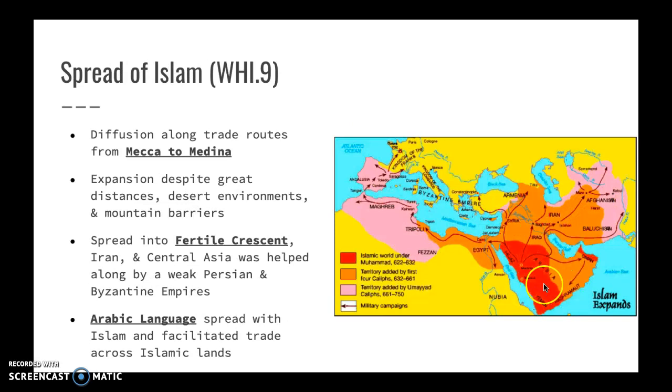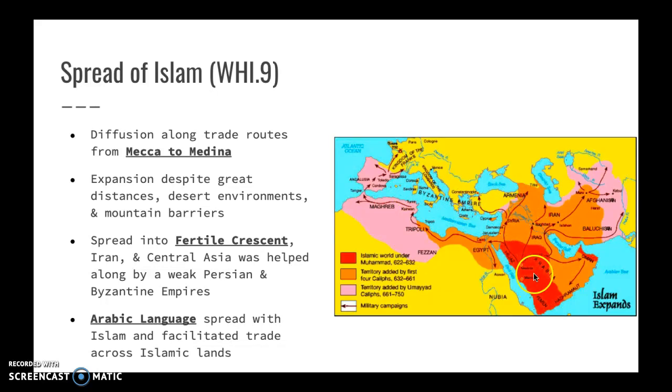Islam starts in the Arabian Peninsula and spreads along trade routes such as the Trans-Saharan trade route and the Silk Road that comes through here, the Royal Road area that runs through here, and any of the maritime routes that come through the Mediterranean. It spreads along those.